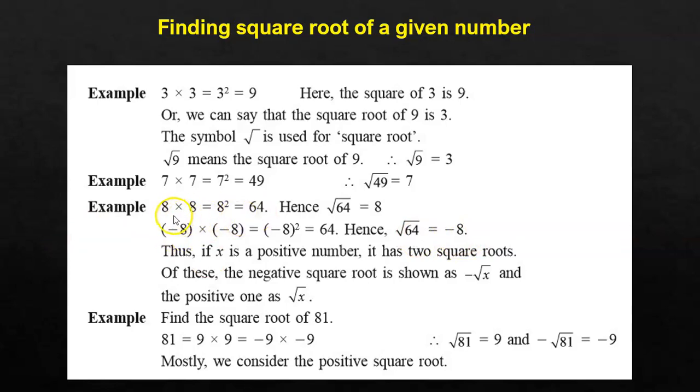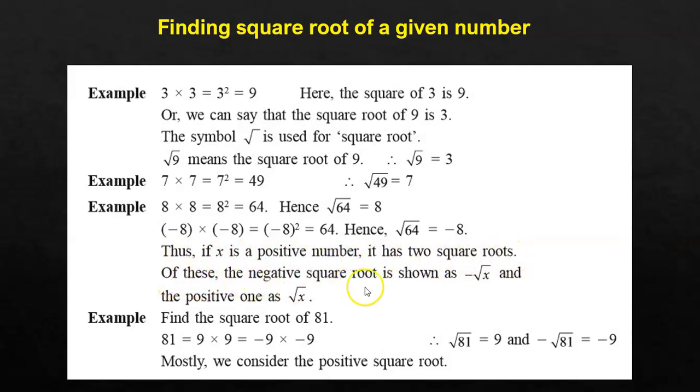Have a look at it once again. 8 multiplied by 8 is 64 and minus 8 multiplied by minus 8 is also 64. So square root of 64 can be 8 as well as square root of 64 can also be negative 8. Thus, if x is a positive number, it has two square roots.